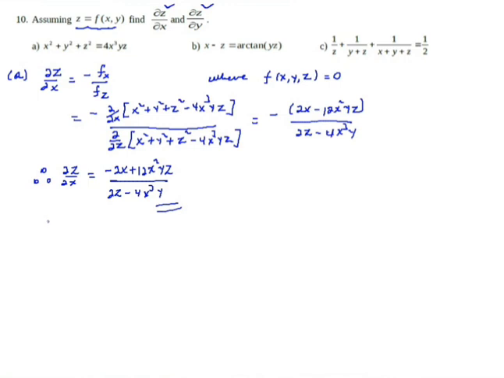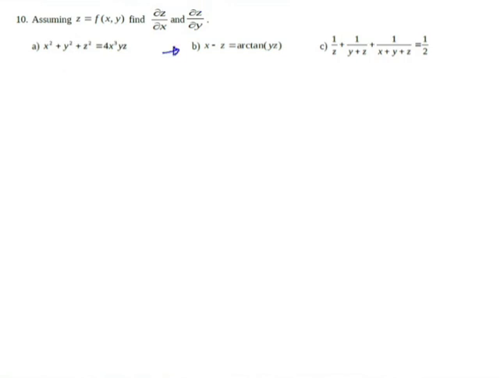Okay, similarly the partial derivative of z with respect to y is the negative of fy by fz. So this becomes minus 2y plus 4x cubed z over 2z minus 4x cubed y. This is the partial derivative of z with respect to y.